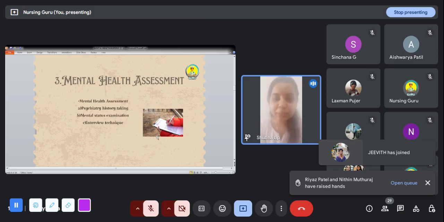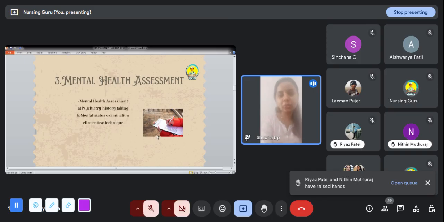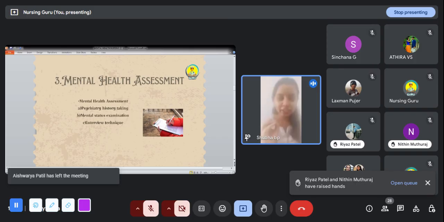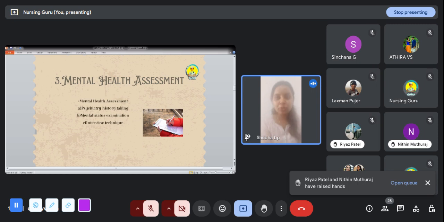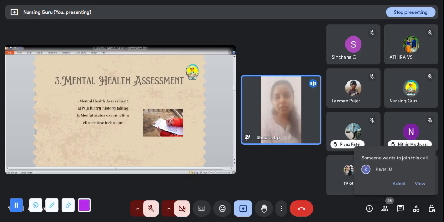Okay, unit 3 is mental health assessment. Here we are going to assess the patient, that is, the mental illness patient. So how are we going to assess? By asking questions, by doing counseling. You all know that if there is any psychiatric patient, first we are going to do counseling sessions for them. In the counseling session we will come to know whether the patient has any mental illness or not. So how are we going to do the assessment?